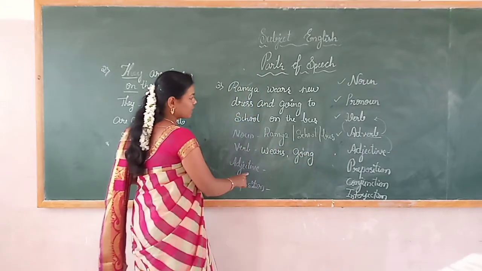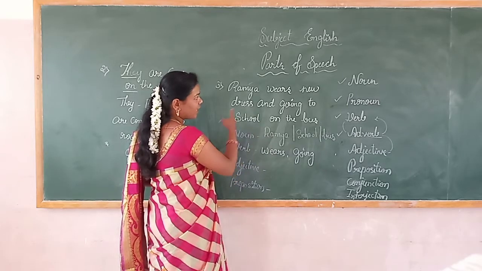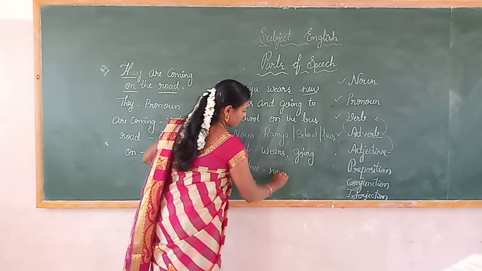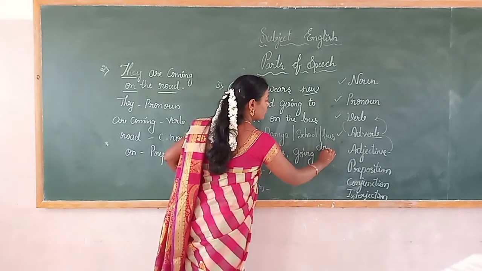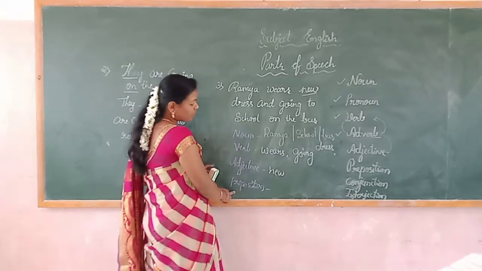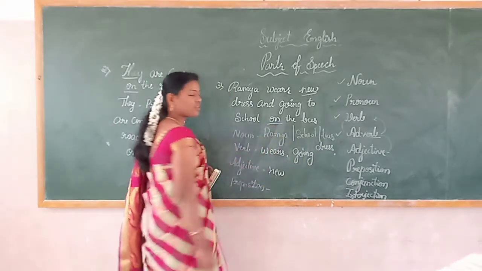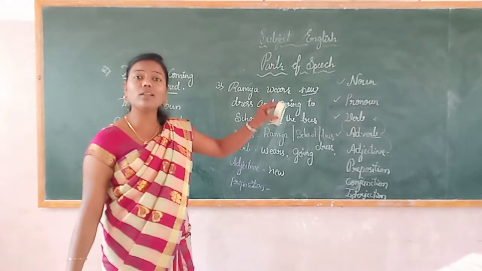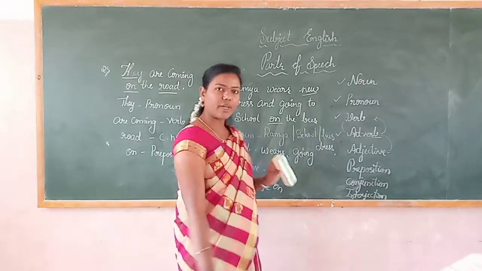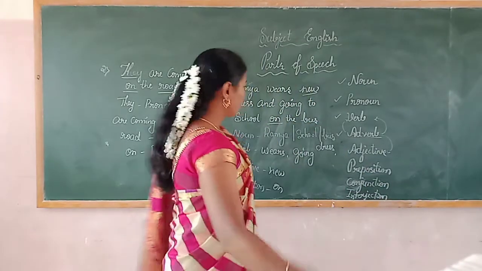Next one. Which one is adjective? Is there any adjective? Yes. She wears new dress. And dress is also a common noun. New is the adjective. Which is the preposition? How is she going to school? She is going to school on the bus. On is the preposition. Okay? Yes. I will give one more example.